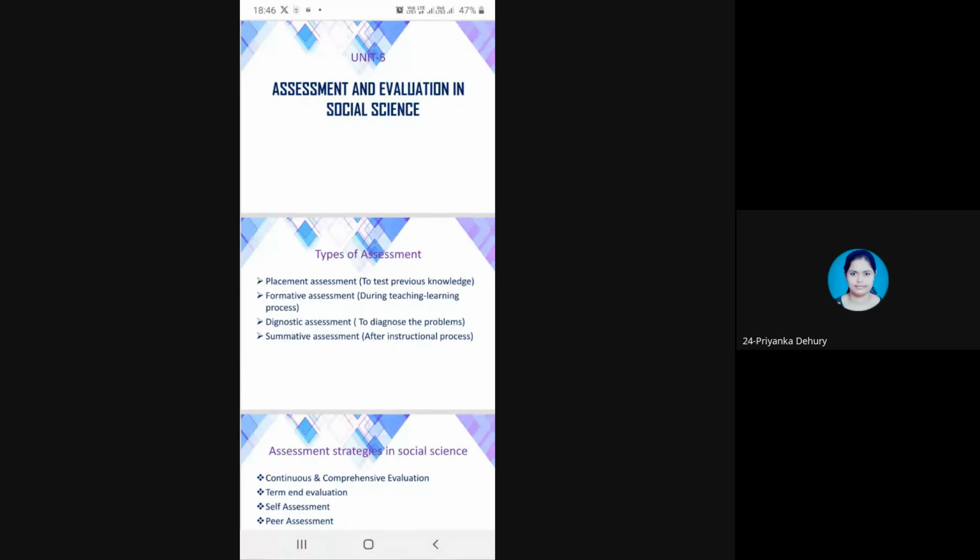Formative assessment mostly we do at the time of the teaching learning process to understand to what extent the children are able to understand it. Formative, during the teaching learning process. But diagnostic test is what we do to identify the problem. When we see that there is some problem, then we know where the problem is. The test we conduct then is the diagnostic test. Okay?